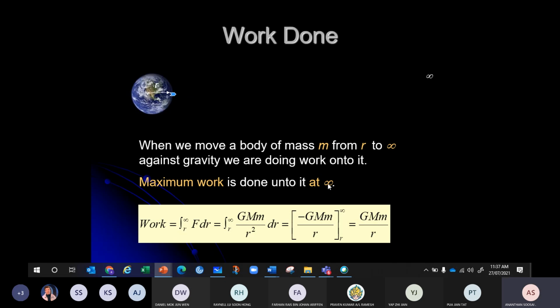So the work done is this. Do you understand this integration format? I believe all of you already learned integration and differentiation in your maths. Anybody? Do you learn integration and differentiation already in your maths? Do you learn integration, differentiation in your O levels? Got. Okay. Do you understand this integration of R to infinity F dR? So what is this? How did they get this?